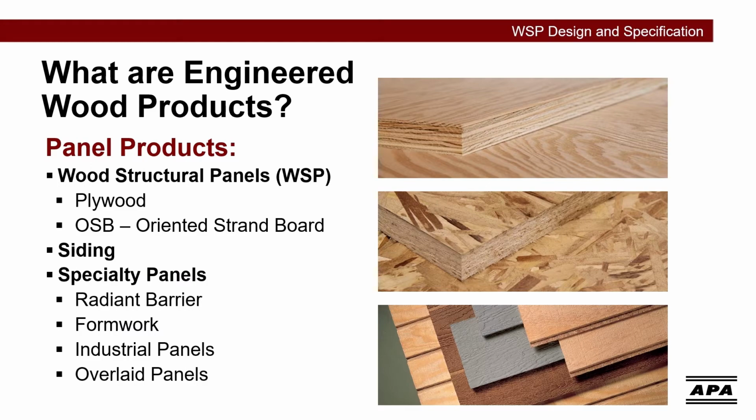The first version of oriented strand board was invented in 1965. During the 1970s, the plywood lumber supply dropped. OSB became much more popular and was first qualified by APA in 1981. Over the years, panel products have expanded to include more specialized products that include siding and specialty panels such as radiant barrier, formwork, industrial panels, and overlaid panels.